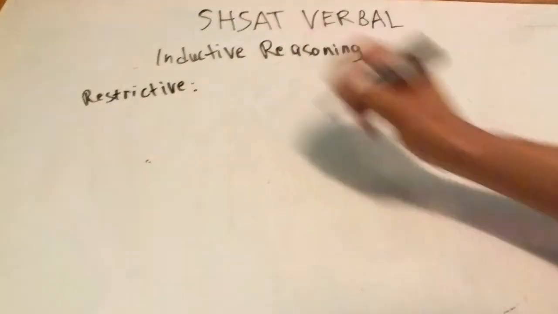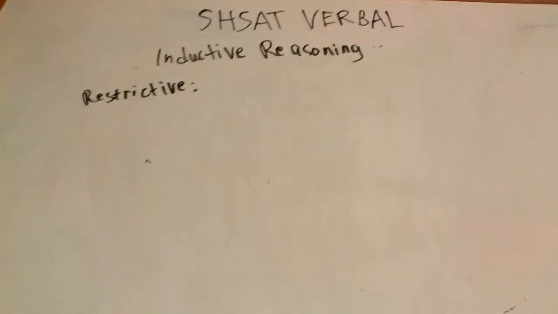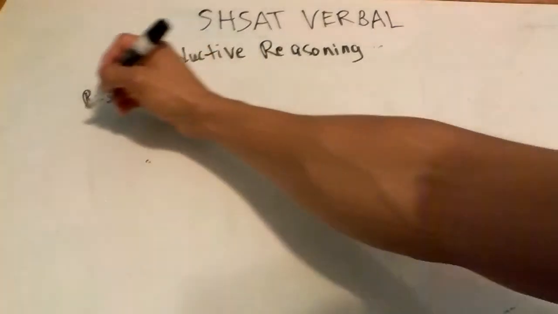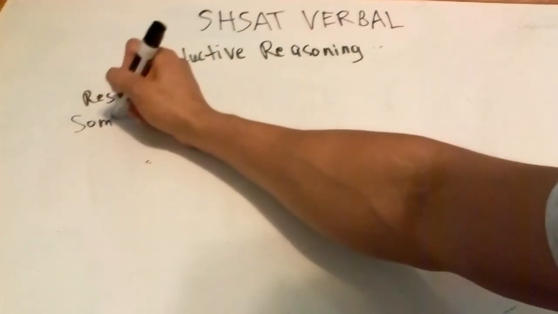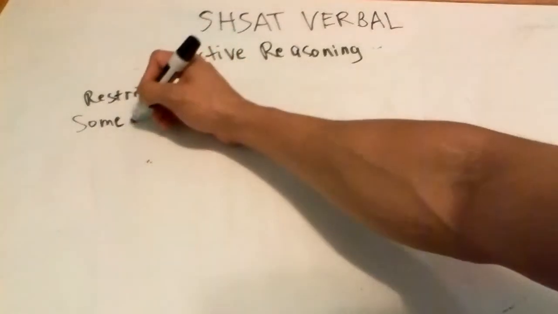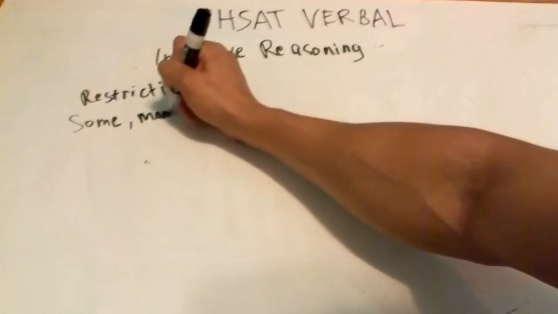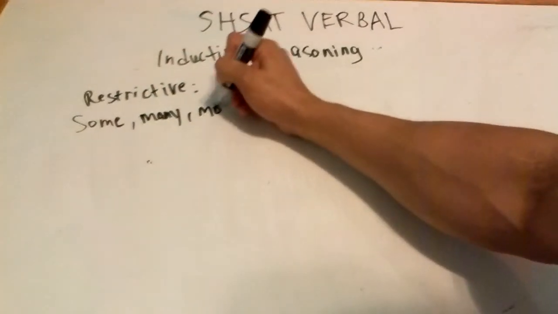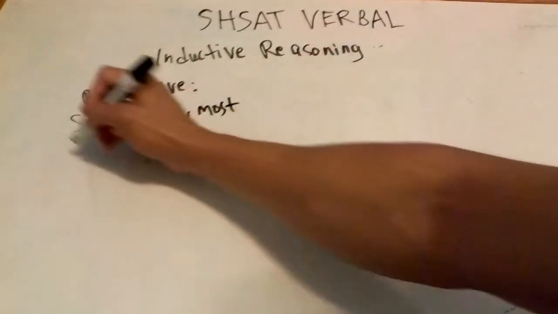What are restrictive words? Words that don't let you include everyone into that statement, like some. Some people are tall. That statement doesn't say that all people are tall. It says that some people are tall. So it takes the scope of that statement away from everyone, and it shrinks it down to just some people. Some, many, most, rarely.